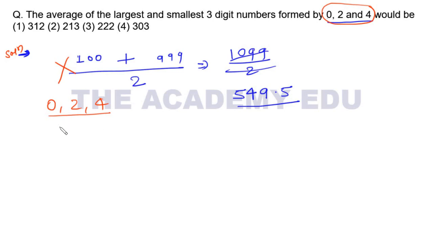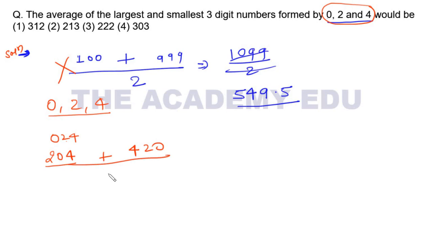So how can I find the smallest number? The smallest number would be 024, but it is a 2-digit number, so I need to take 204. Okay, this is the smallest number. What is the largest number? Take 4 here, then 2 here, then 0. This is the largest number.